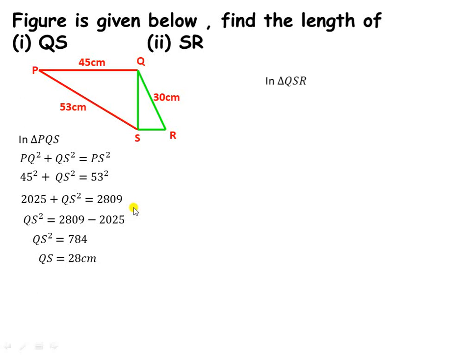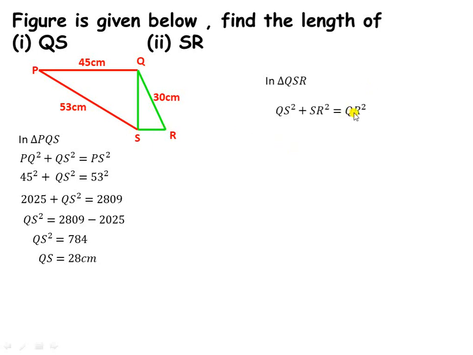So now I'm going to take triangle QSR. Again, the first step is to identify the hypotenuse. So where is the 90 degree in this QSR? Yes, this is the 90 degree angle because both are perpendicular to each other. So the side opposite to 90 is the hypotenuse. So QR is the hypotenuse. So apply the theorem.